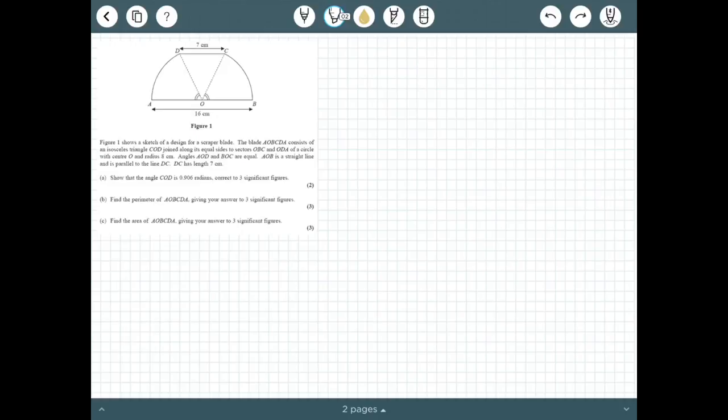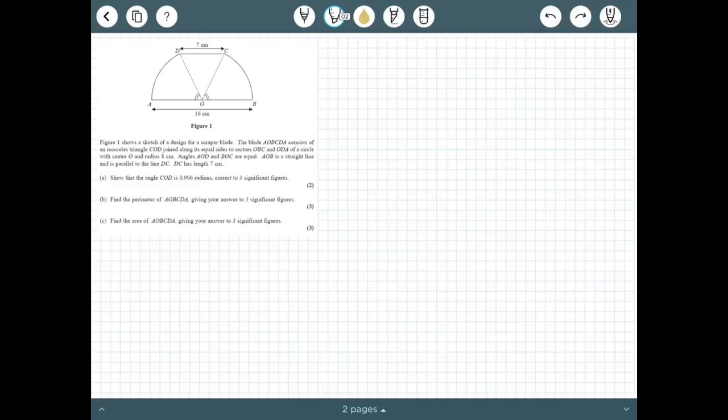Okay, so this is question 4 from the 2015 C2 Edexcel paper. It says this sketch is a design of a scraper blade. The blade consists of an isosceles triangle COD joined along equal sides to sectors OBC and ODA of a circle centre O and radius 8.